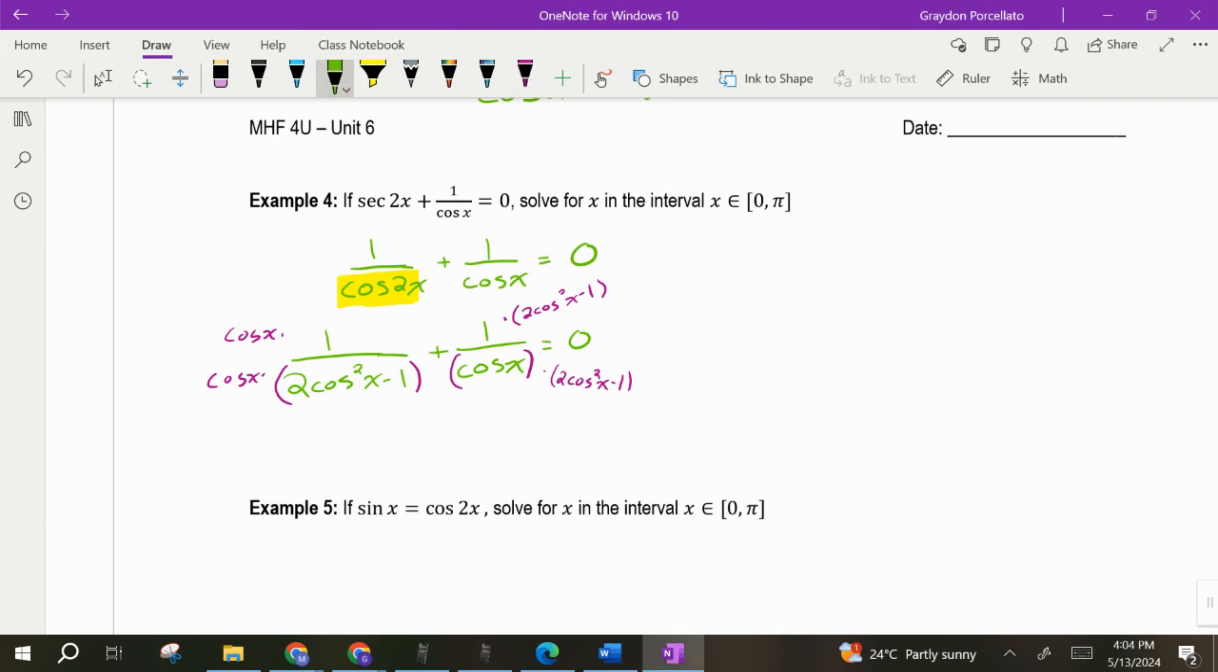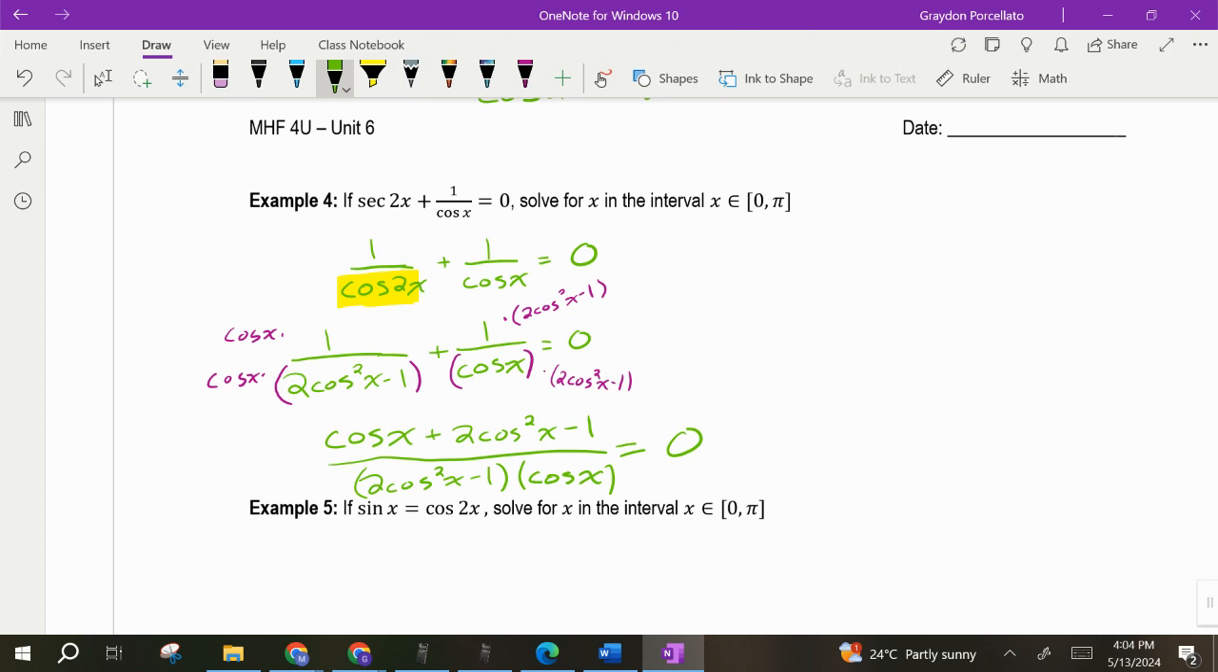So what I have is cos x plus 2 cos squared x minus 1, all over 2 cos squared x minus 1 times cos x, equals 0.